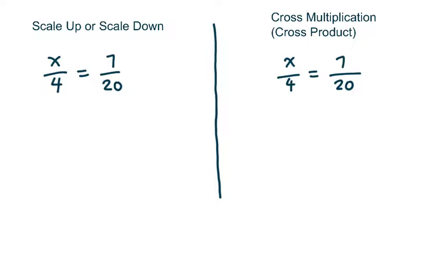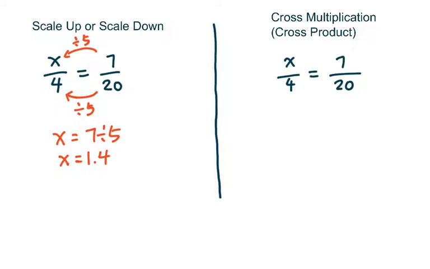In this case, I want to see what number I get when I divide 20 by 4. And in this case, I will get 5. So if I go from right to left, I am scaling down. That means I also need to divide 7 by 5. So x equals 7 divided by 5, which equals 1.4.